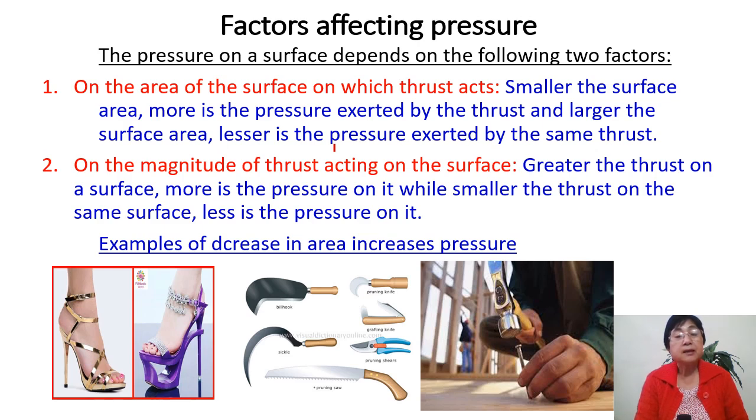So when you reduce the area, you can give more pressure to the body to be cut, because the smaller the surface area, the more is the pressure. That is the reason why we make all cutting tools to have a small surface area, very thin at the point of contact with the material to be cut.